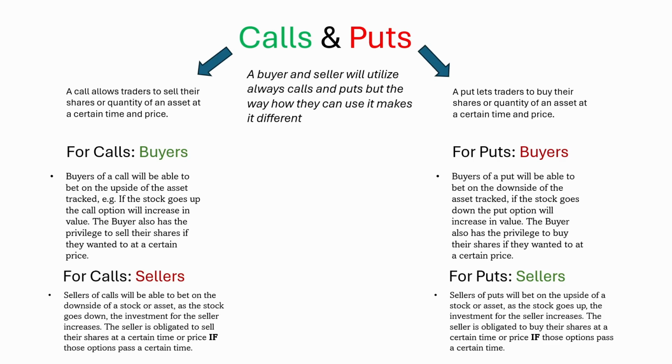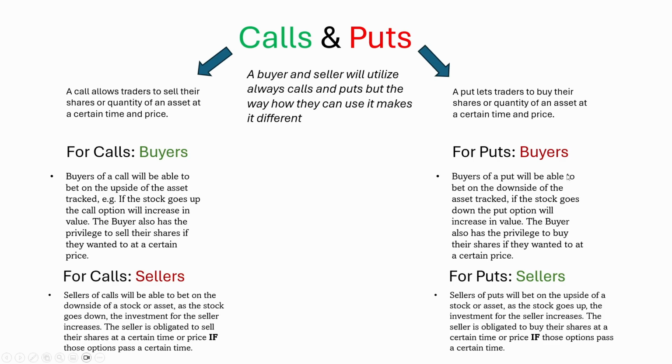Now, if you're a seller of a call, sellers will be able to bet on the downside of a stock or asset. As the stock goes down, the investment that the seller made increases, but the seller, in comparison with the buyer, is obligated. They don't have the option, but they're obligated to sell their shares at a certain time or price if those options pass a certain time. Now, that sounds maybe a little confusing, but just keep in mind that what's important is that a seller is just obligated to sell a share at a certain time, right? So if a certain time passes, they're obligated to.